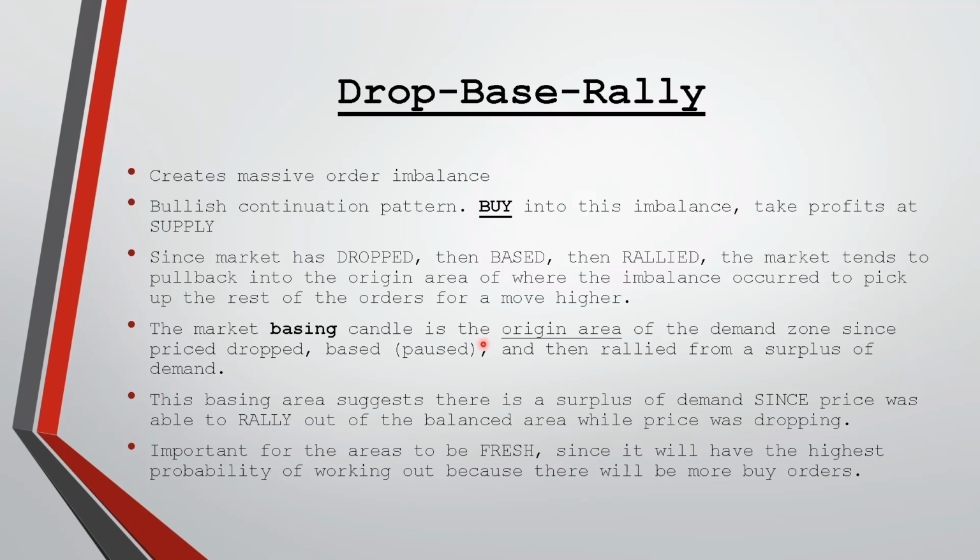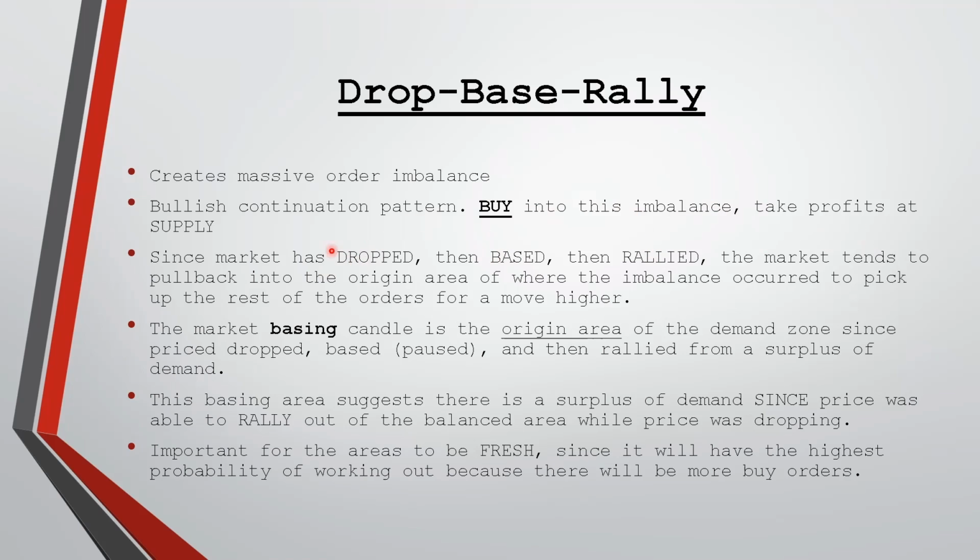The second type of candlestick formation that we look for is a drop, base, rally. And again, it creates a massive order imbalance. It's a bullish continuation pattern. We buy in the imbalance, and we take profits at supply. The market has dropped, then based, and then rallied again.